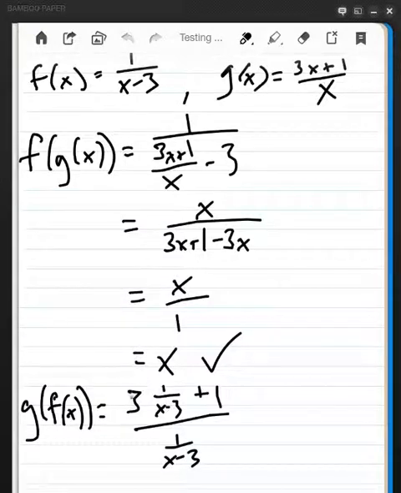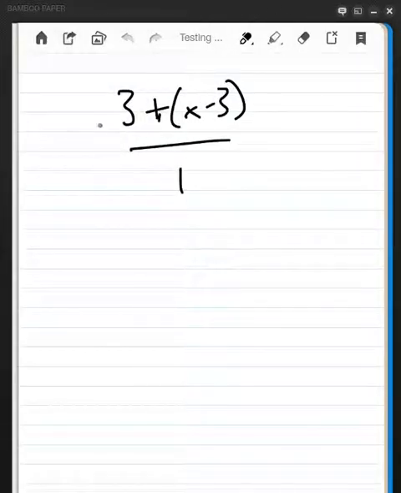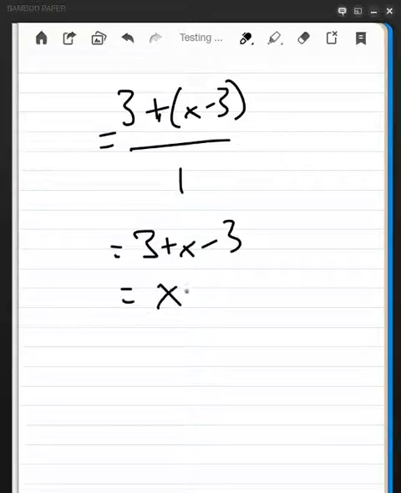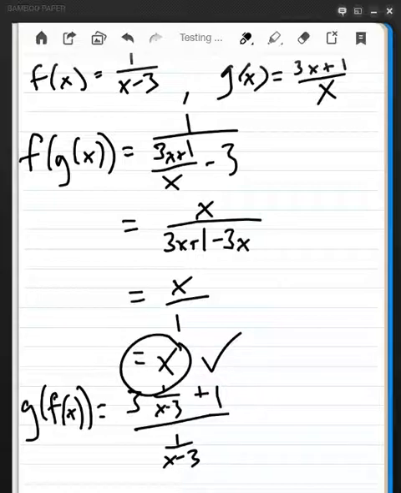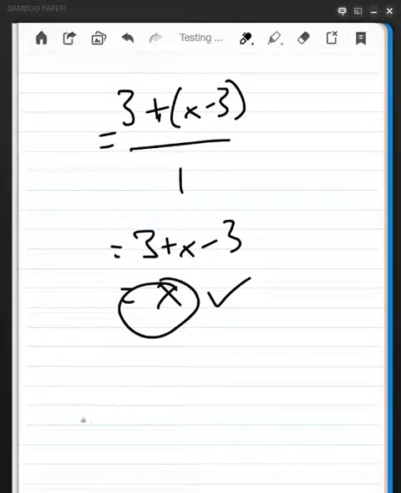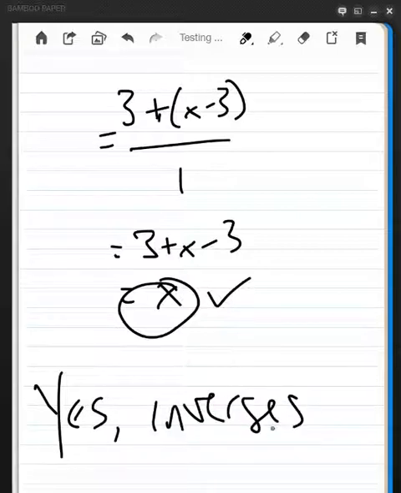And to show you why, if I multiply this by x minus 3, this term right here will reduce with the denominator. I'm just going to get 3. If I multiply this by x minus 3, it becomes x minus 3, 1x minus 3. If I multiply this by x minus 3, the x minus 3 over x minus 3 will reduce to 1, so we just get 1 in the denominator. So we end up with this. Anything over 1 is just itself, so this would be 3 plus x minus 3, and the 3 and the 3 add to 0, so we just get x. That checks out. So notice, this gave me x, this way gave me x. So we can say that yes, they are indeed inverses of each other. And that's how you test using composition to see if two functions are inverses of each other.